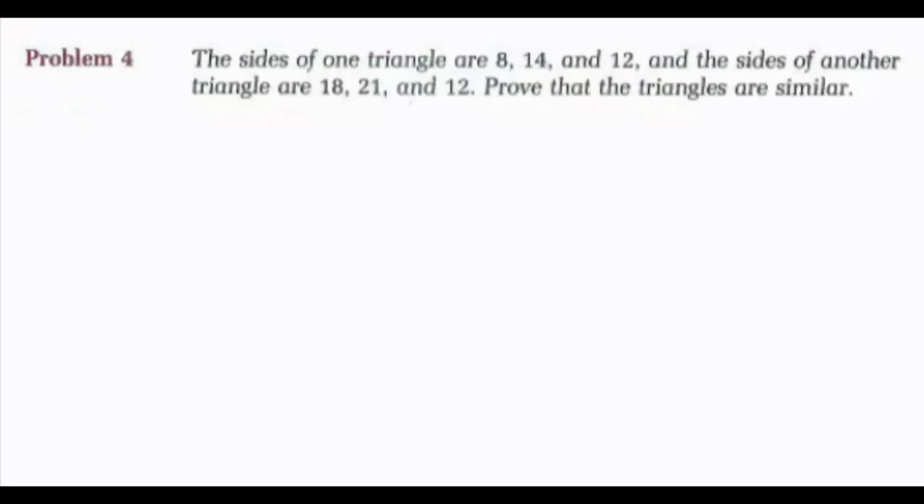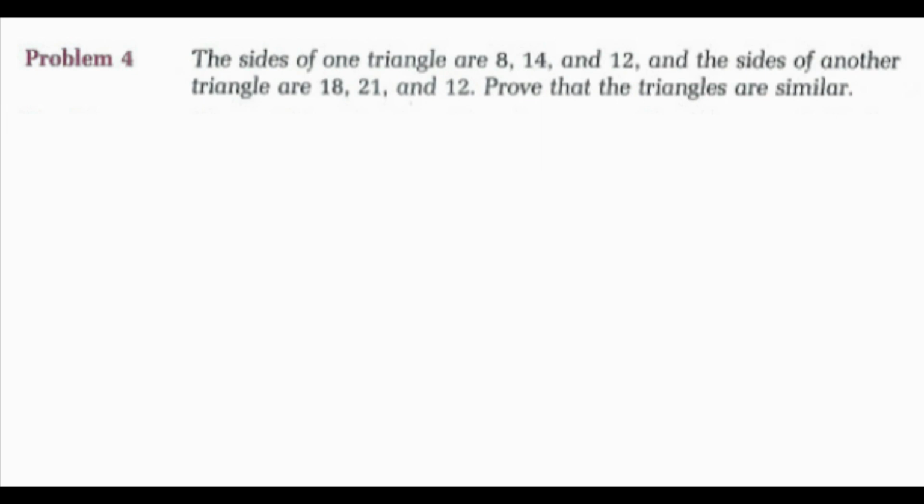Looking at problem 4, the sides of one triangle are 8, 14, and 12, and the sides of another triangle are 18, 21, and 12. Prove that the triangles are similar. So here I'm given all three side lengths of both triangles. I know in similar triangles, the ratios of the corresponding sides are equal. So if I can show this, then I would have similar triangles. So I need to match up the corresponding sides.